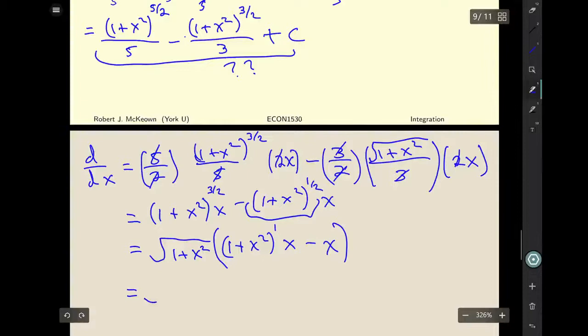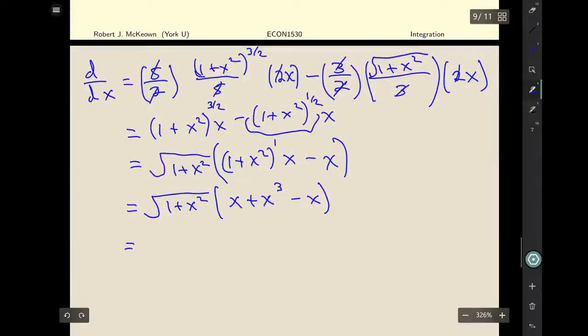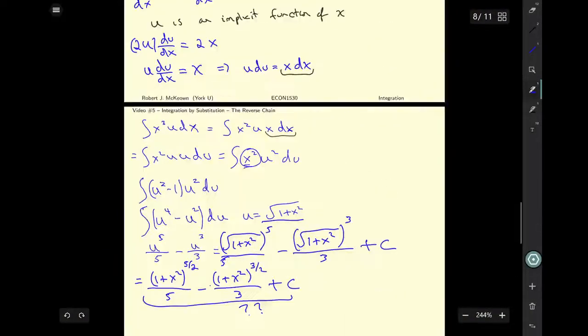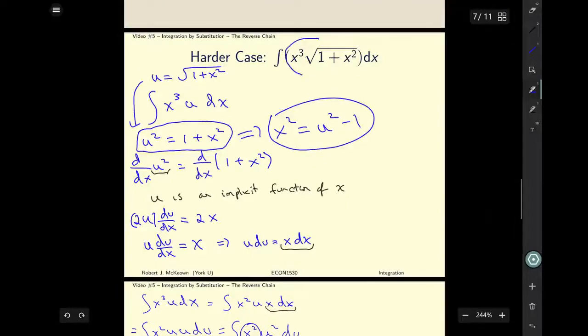And I'll rewrite my 1 plus x squared, the square root of that. And I've got x plus x squared. I'm multiplying the x into the bracket, minus x. And what's this equal to? It's equal to x cubed square root 1 plus x squared. Is that the right answer? Yes. That's what we started with.